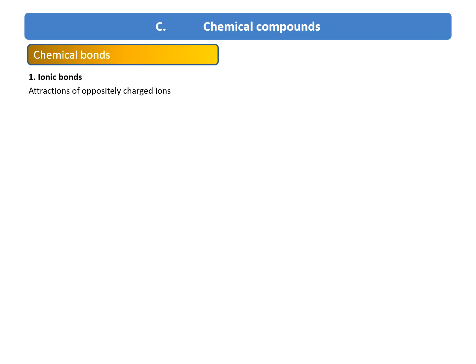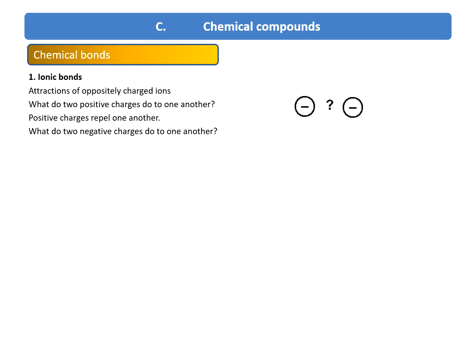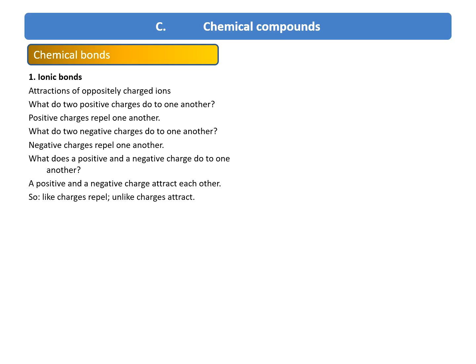Ionic bonds are attractions of oppositely charged ions. What do positive charges do to one another? Positive charges repel each other. What do 2 negative charges do to one another? They also repel each other. What does a positive and a negative charge do to one another? A positive and a negative charge attract each other. So, like charges repel, unlike charges attract.